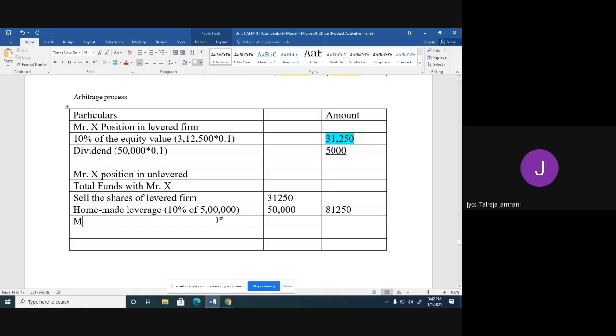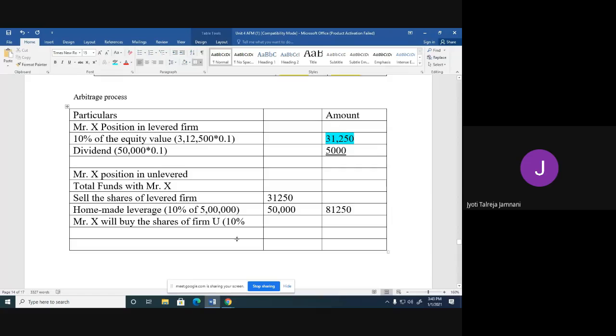So Mr. X will buy the shares of firm U. How many shares will he buy? He will buy 10% of the shares again because he had a 10% position in the previous firm. See here, in the previous firm, 10% of the equity share value. The same position he wants in the new firm. So 10% of the equity share value again.